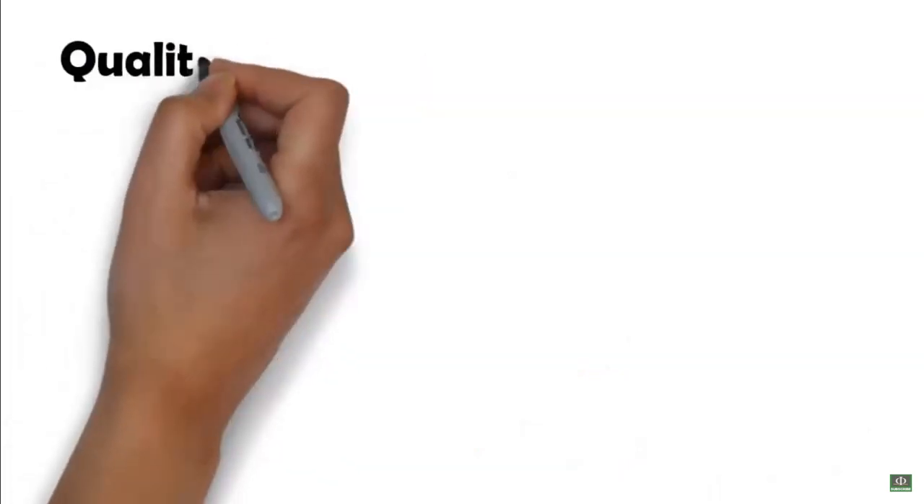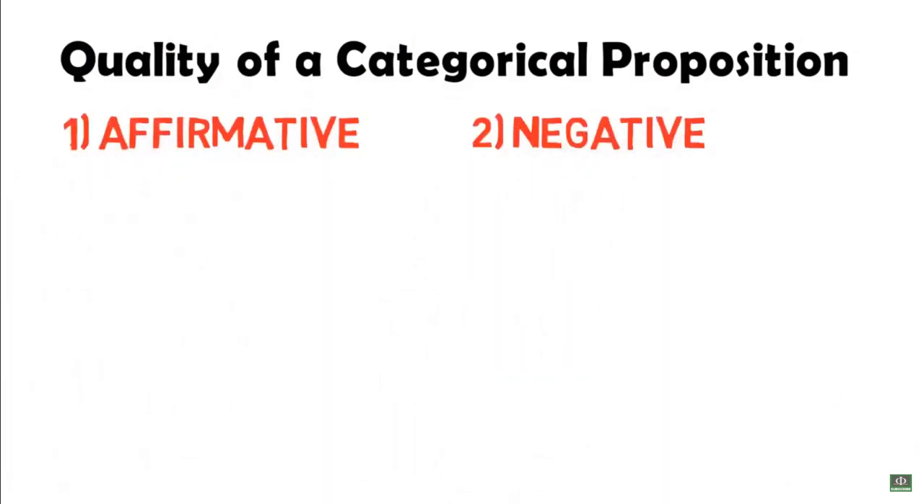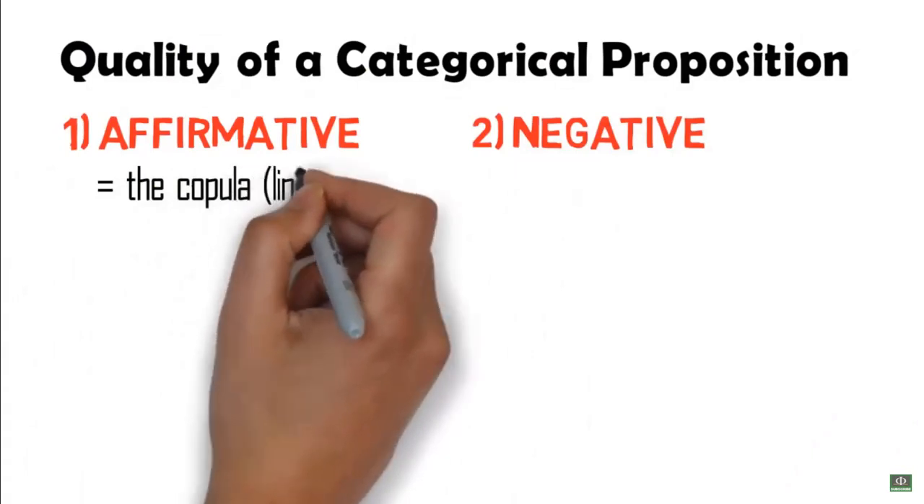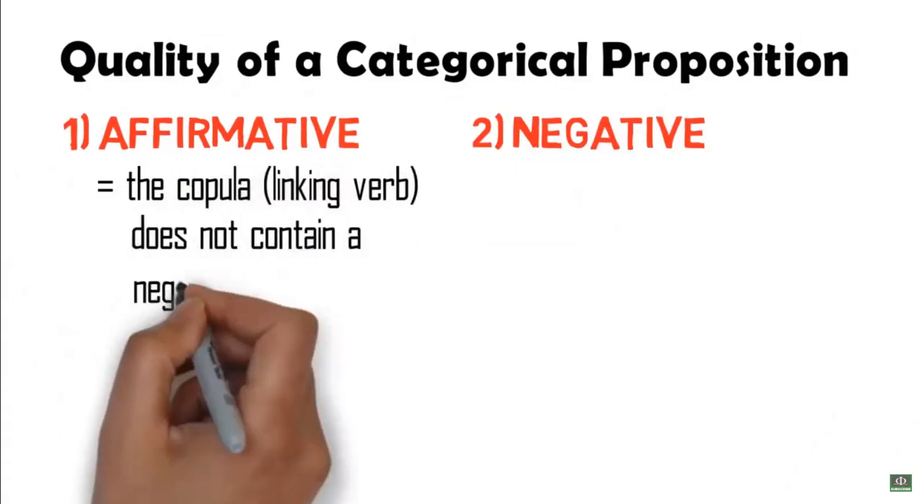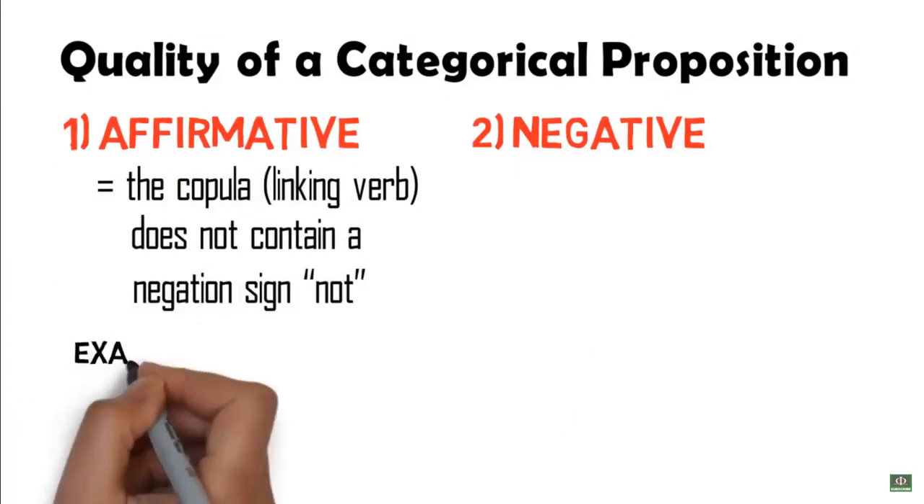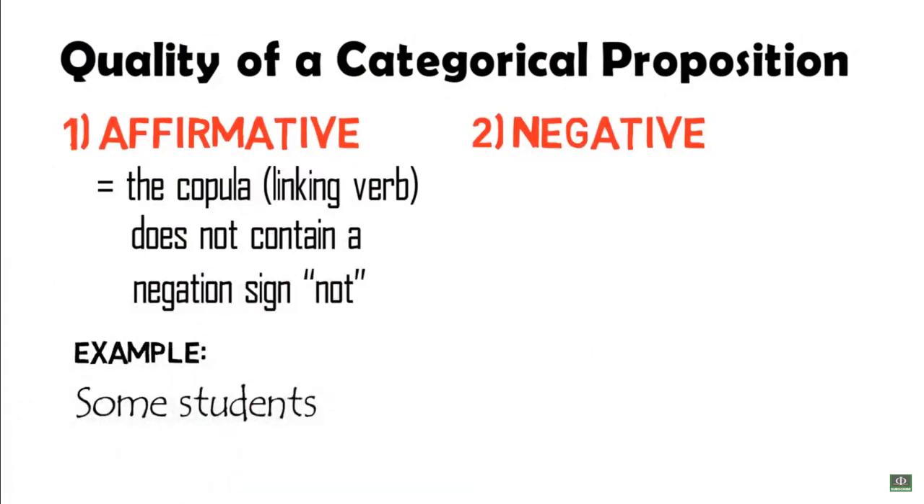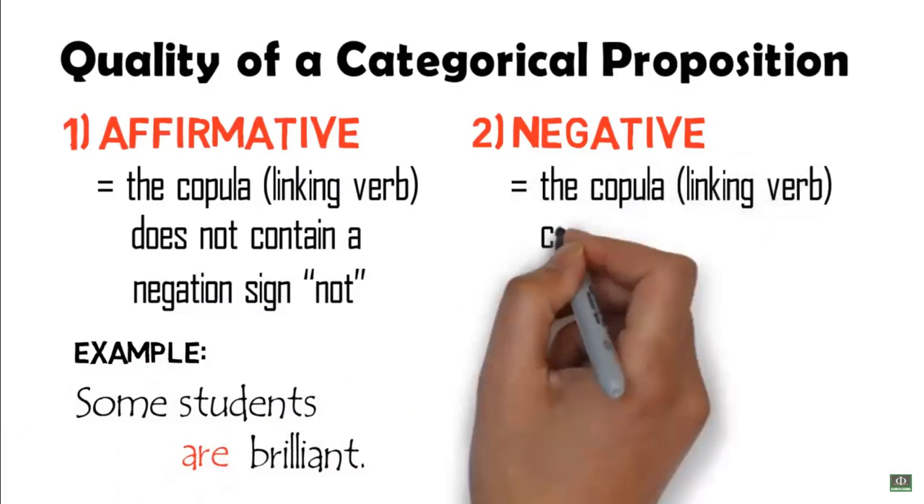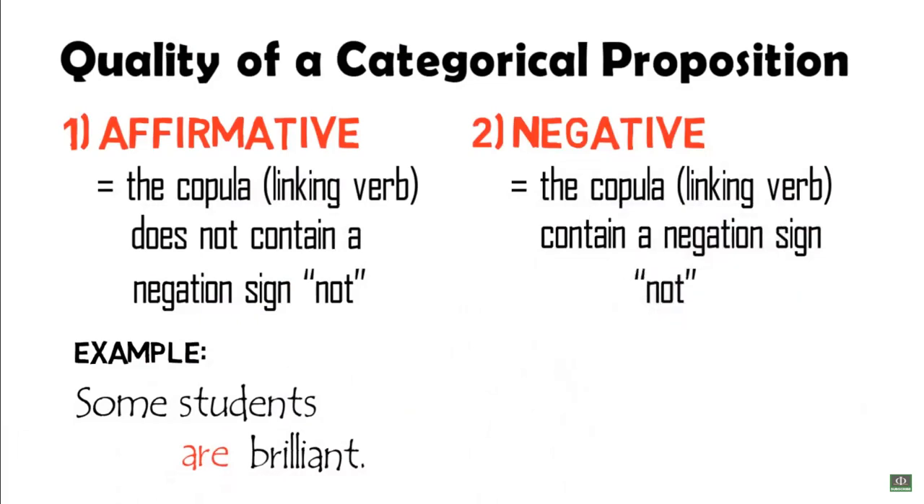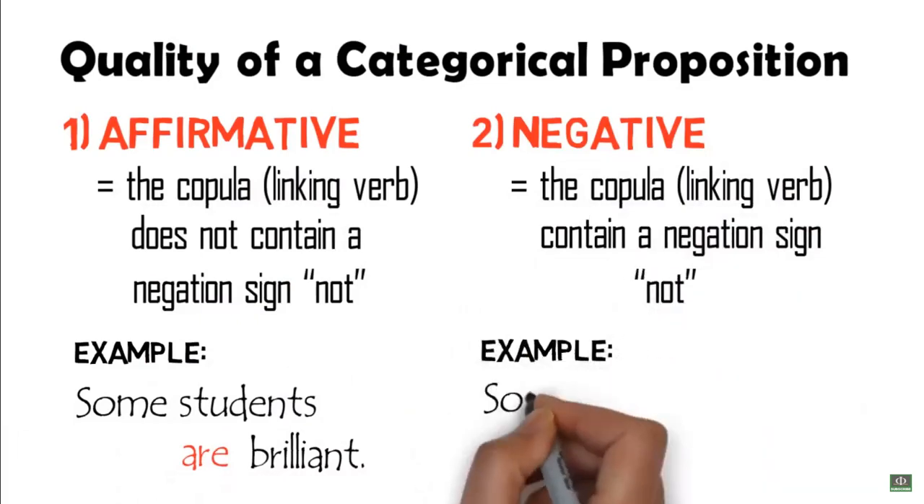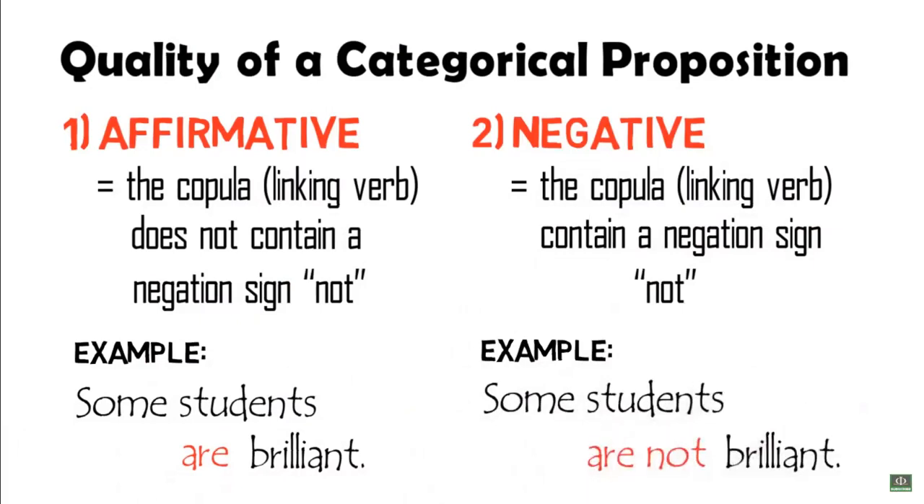Now, let's talk about the quality of a categorical proposition. Categorical propositions can be either affirmative or negative. On the one hand, a proposition is affirmative if the copula of the proposition does not contain a negation sign not. Example, some students are brilliant. On the other hand, a proposition is negative if the copula contains a negation sign not. Example, some students are not brilliant.